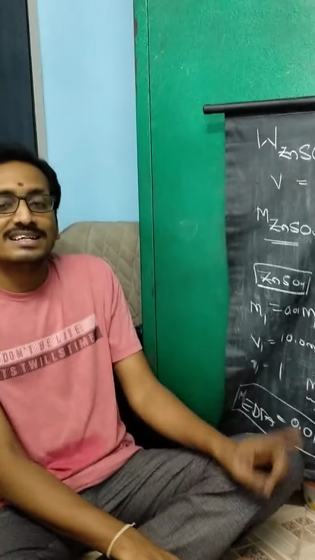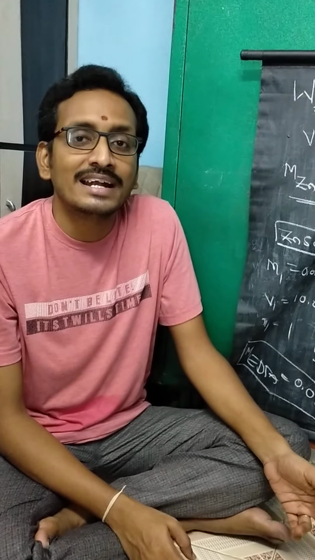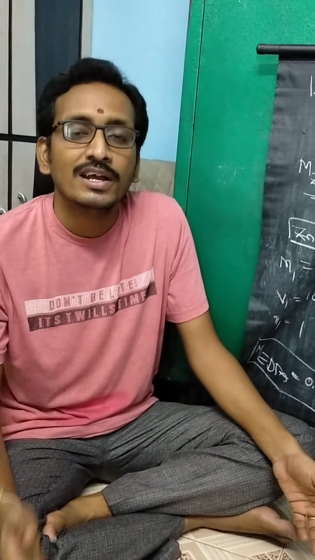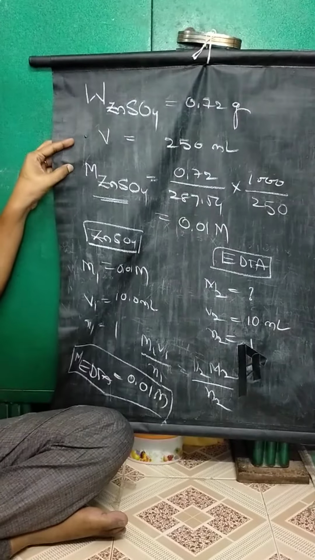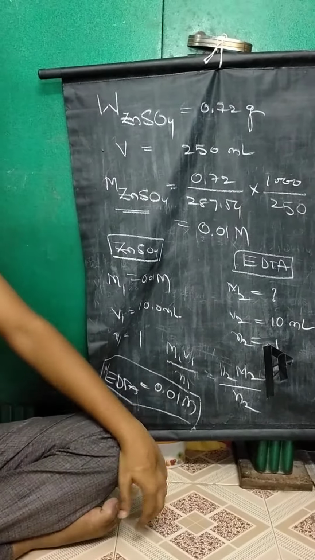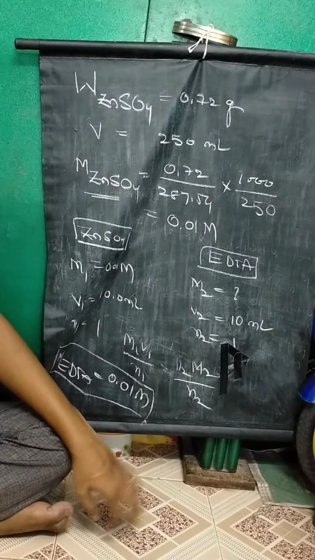I repeat, this is the second model of EDTA problems in which you will not be given the molarity of EDTA solution directly. It was asked as such. 0.72 grams of zinc sulfate heptahydrate is accurately weighed and a solution is prepared in 250 ml. That is what is given. Now what you have to do? You have to calculate the molarity as I did here. 0.72, that is weight by GMW into 1000 by volume. 0.72 divided by 287.54 into 1000 by 250, you get some answer.